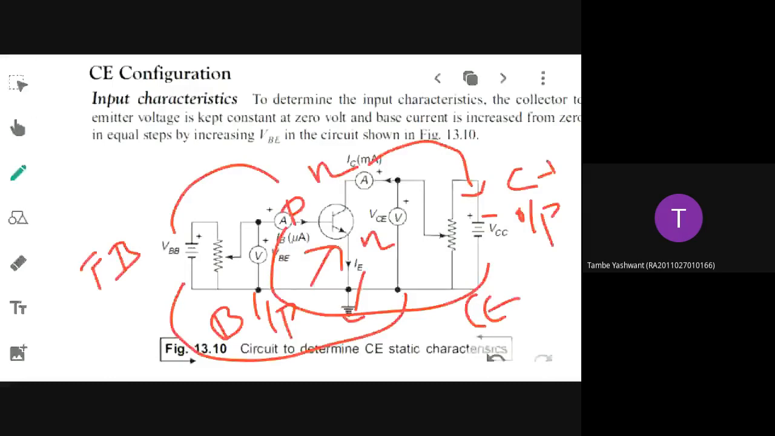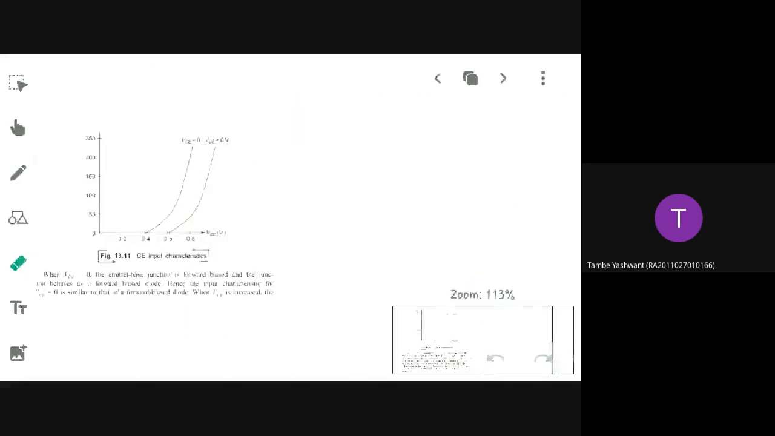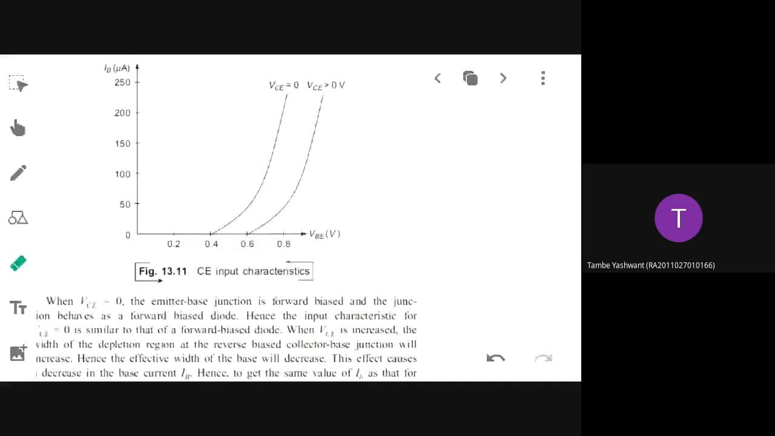And the same way you can observe what happens to the characteristics. This characteristic is what characteristic? I have shown you the input characteristics, where the output parameter should be kept constant. So what output is kept constant here? What is the output parameter that is kept constant?